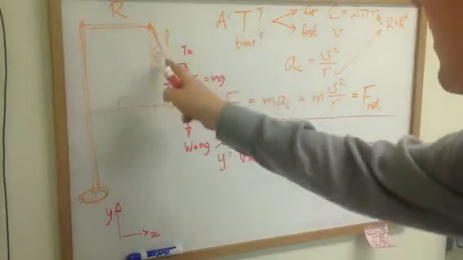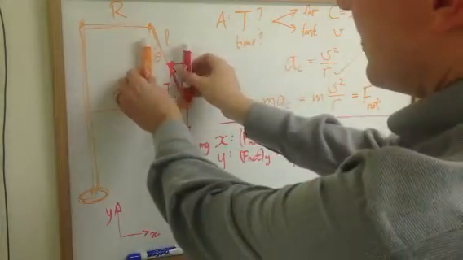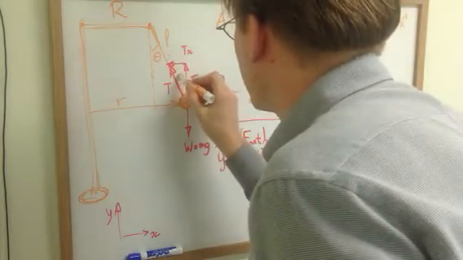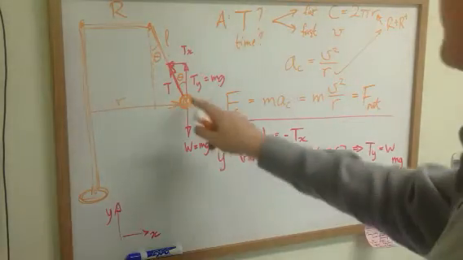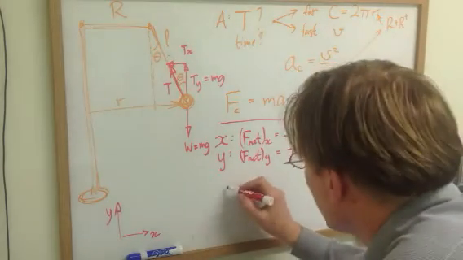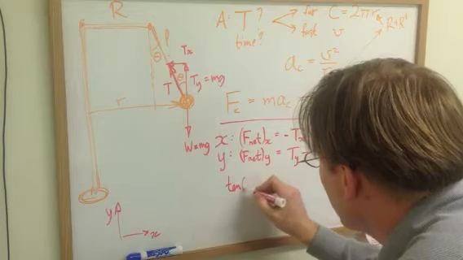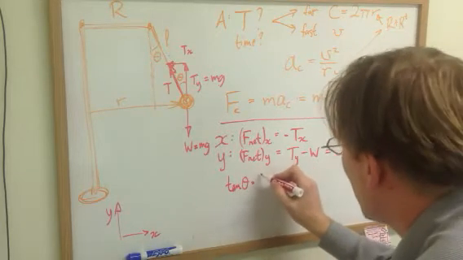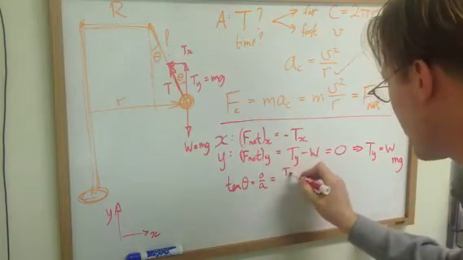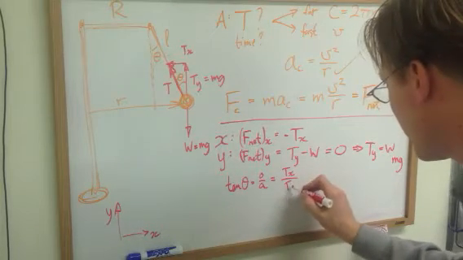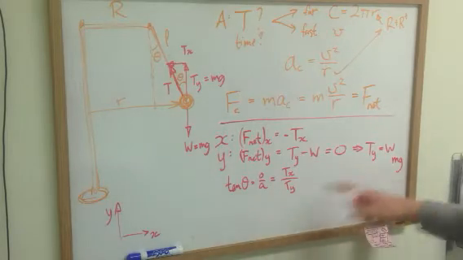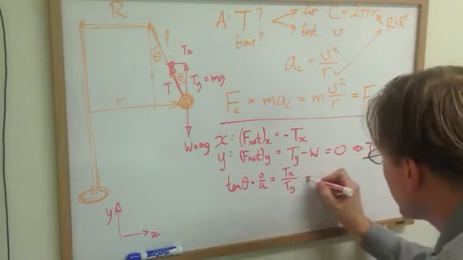Well, if this angle is theta, these two are parallel. These are opposite interior angles. So by rules of geometry, that angle is theta. And I know that angle, and this is an adjacent side, that's an opposite side. I can use the trig rule, tan theta equals opposite over adjacent. The opposite is Tx. The adjacent is Ty. I know tan theta, I know Ty now.